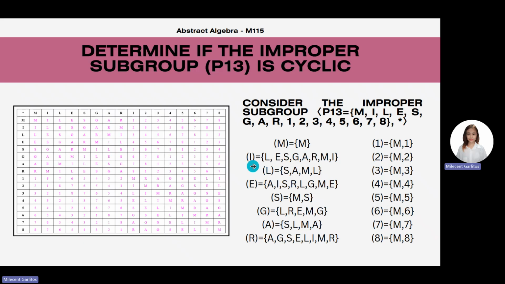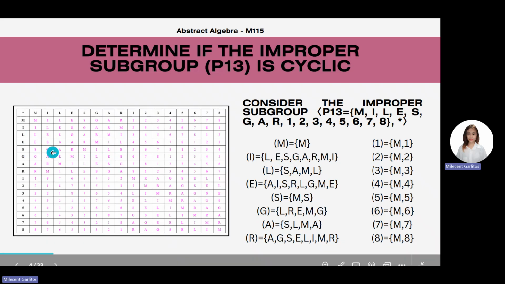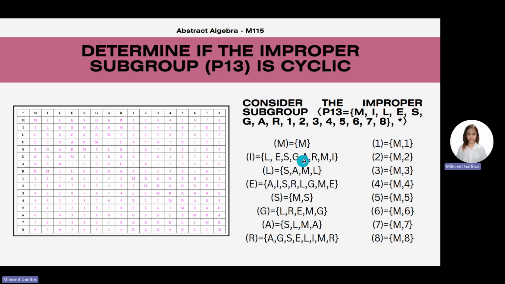So you go with I. First we have I star I is L. Now we go with L star I, which is E. Then S star I is G. And then G star I is A. Now A star I would be R. Then R star I is M. Now M star I is I. So that is the end of this set that is generated by the element I.